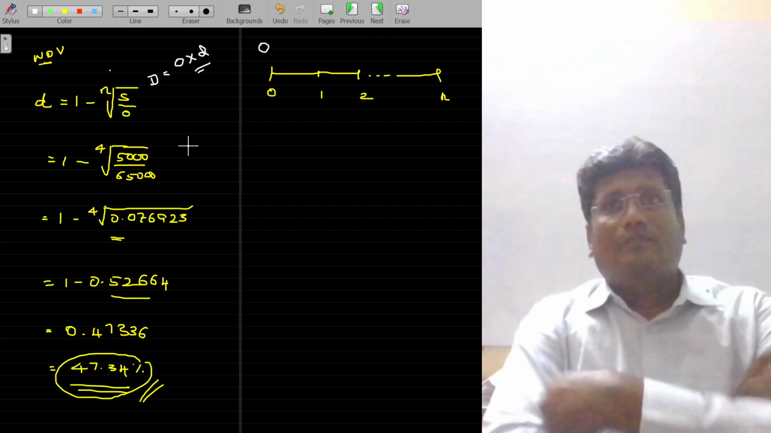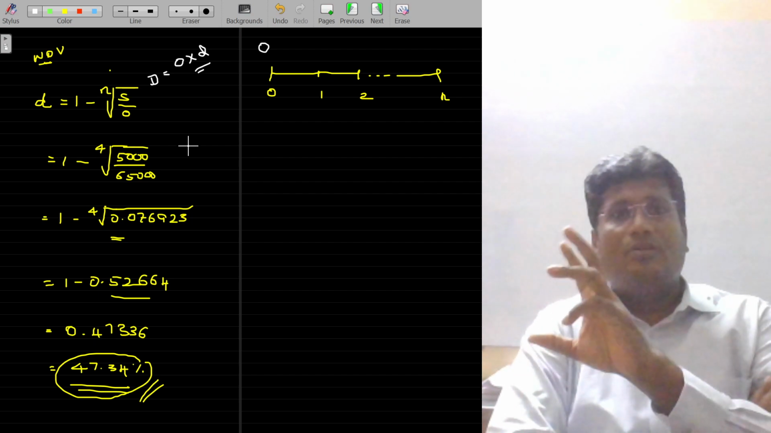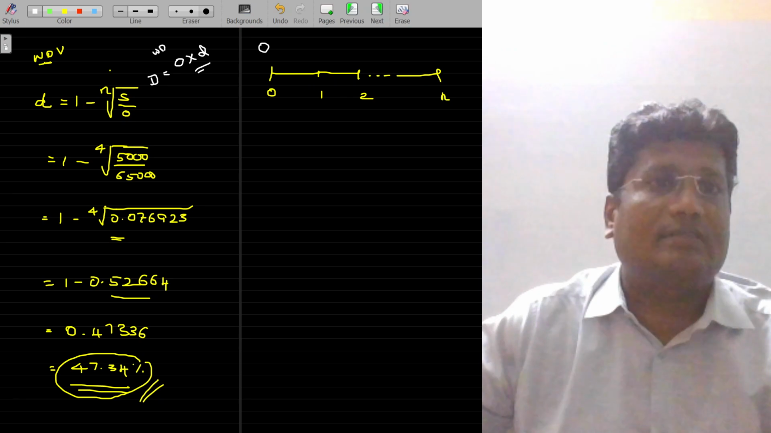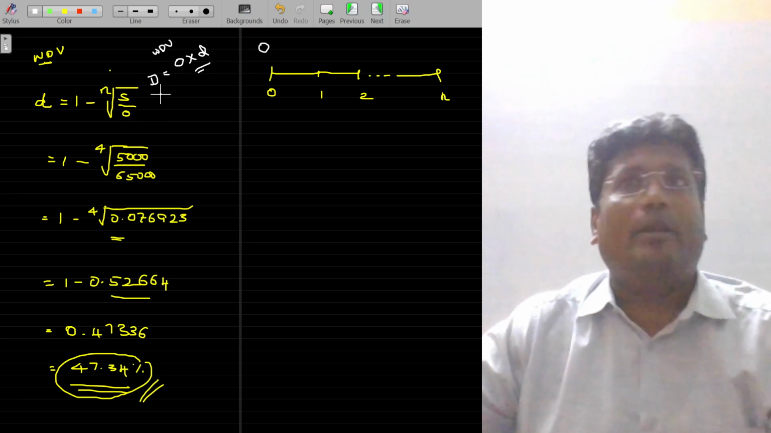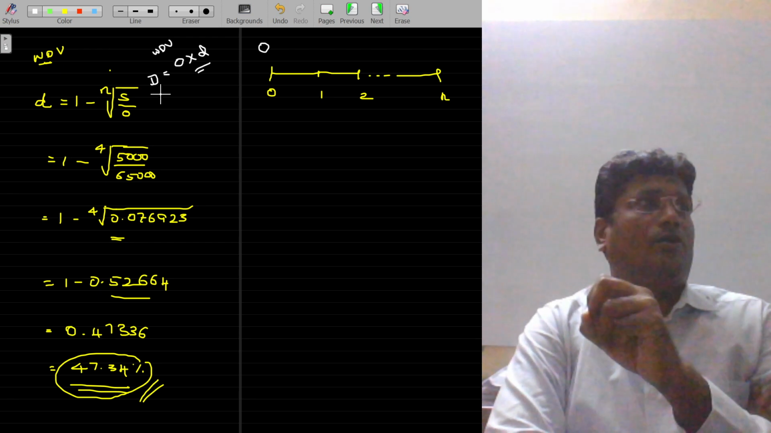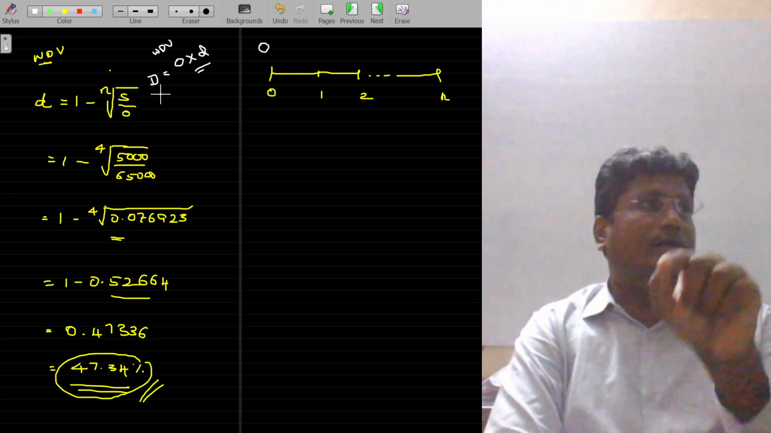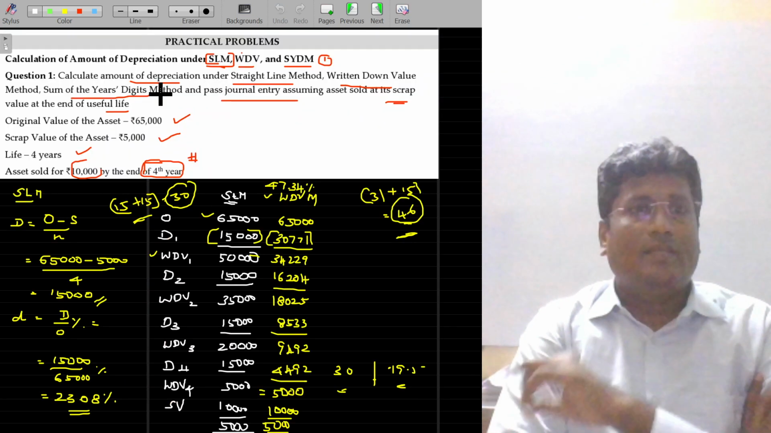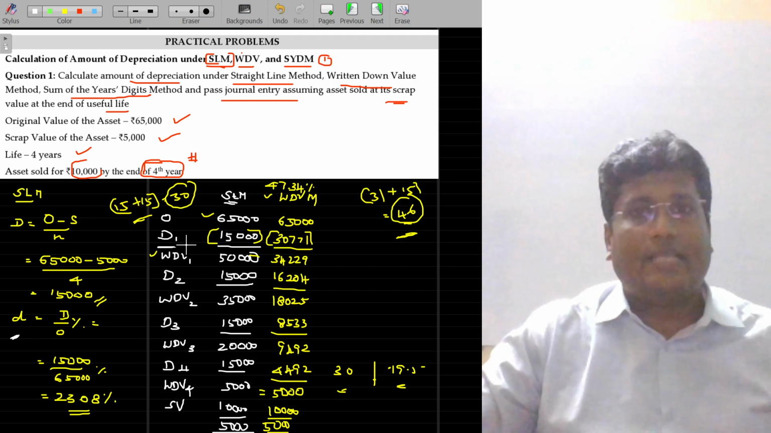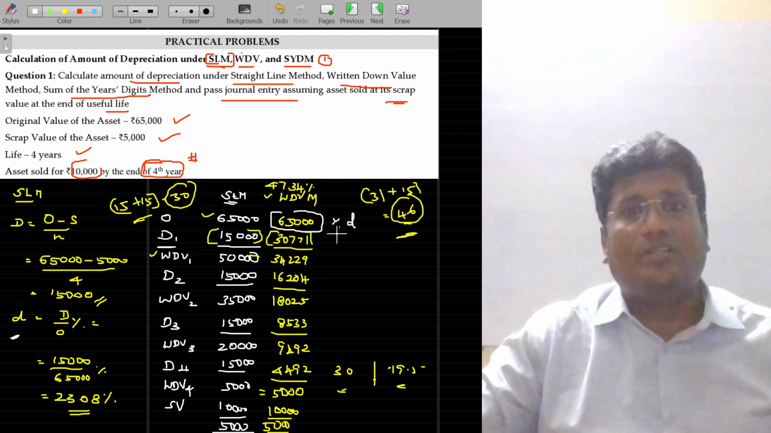D is the amount of depreciation. O is the original value, and either O or sometimes WDV. Most of the cases it is WDV only, no? In the case of the WDV method, we depreciate based on the WDV value. So the amount of depreciation is equal to the value of the asset into the rate of depreciation. The rate of depreciation is represented as small d, already explained here. Year after year, the depreciation is calculated based on the value multiplied with the rate of depreciation. That's how we get the depreciation.